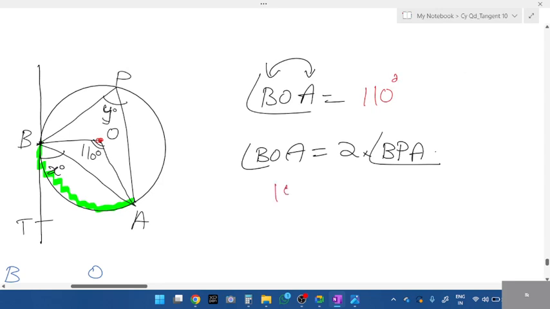Yeah. 110 divided by 2 is equals to BPA. What's the answer? Now it is correct. Y is equal to 55. Complete it. All of you will write this. Make the change.